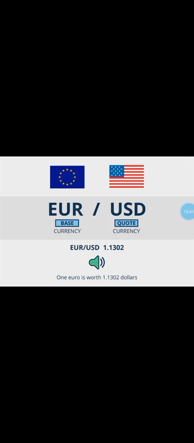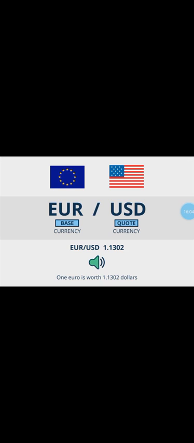So that is it: in the euro versus USD pair, the first one is the base, and the second one, the USD, is the quote. Now, some of you might ask, why is it that we call euro the base and USD the quote?